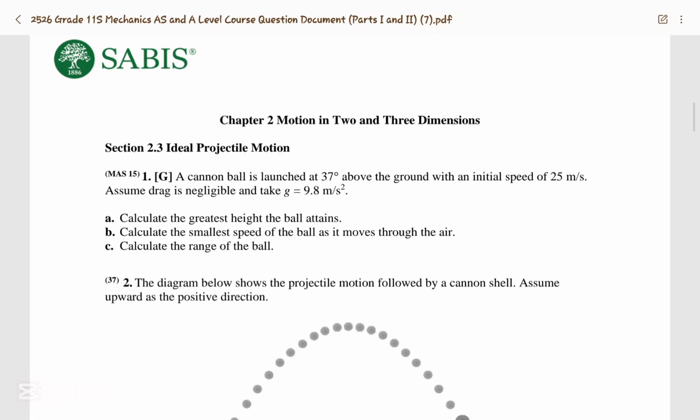So today I'll be explaining chapter 2, motion in 2 and 3 dimensions. We only have 2.3 and 2.4. These are the only course revision questions we have. I'm only going to be doing grid and regular questions. Top questions, I won't be doing them. Or actually, I don't mind doing them. I changed my mind. I'm going to be doing the top questions as well.